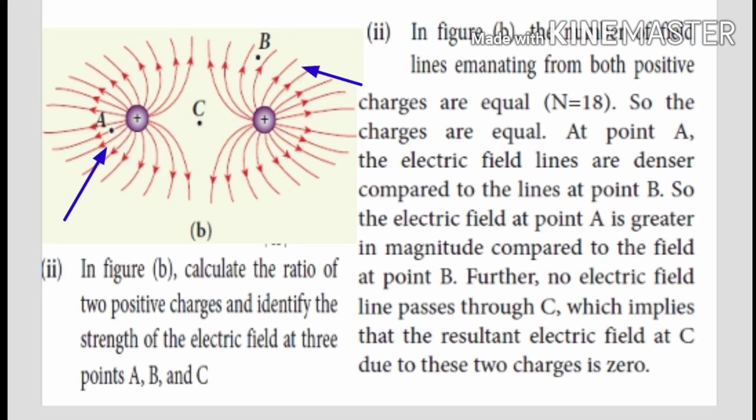Look at the points A and B first. First you have to check the nature of the lines. How the lines are seen to be. Since the lines are closer to each other at points A and B, the electric field is greater. Look at the point C. Since there are no field lines, the electric field at that point C becomes 0.